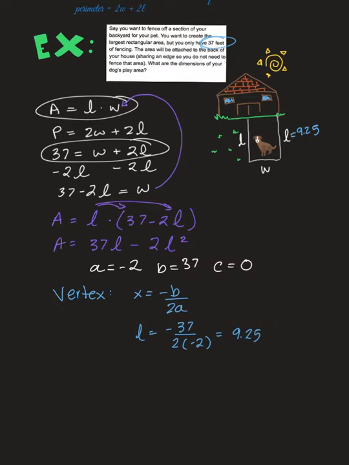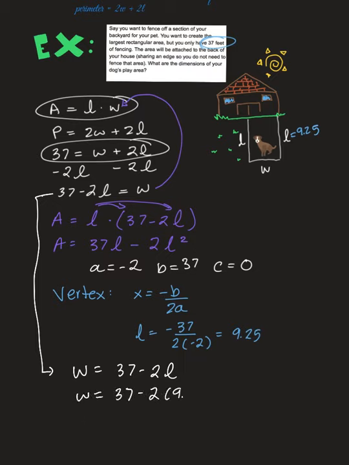Okay, and now we just need to find what our width would be. From up here, we know that W is equal to 37 minus 2L, and we know that L is 9.25. When we plug that into the calculator, we get 18.5.